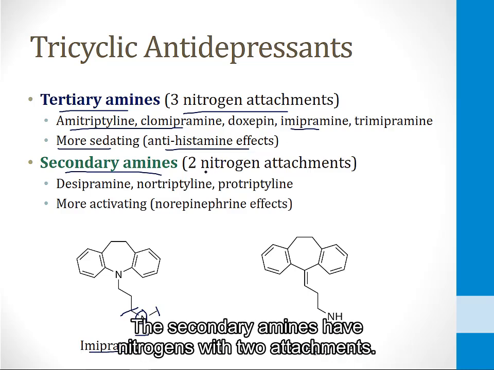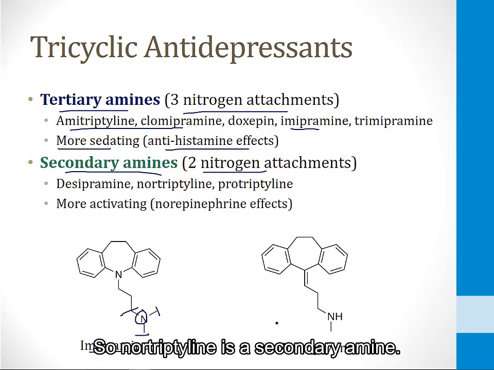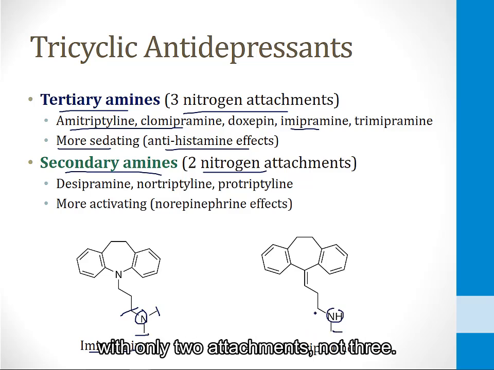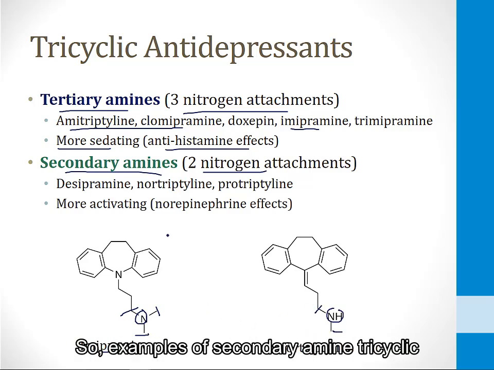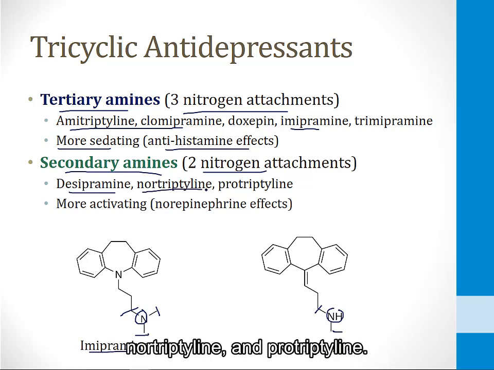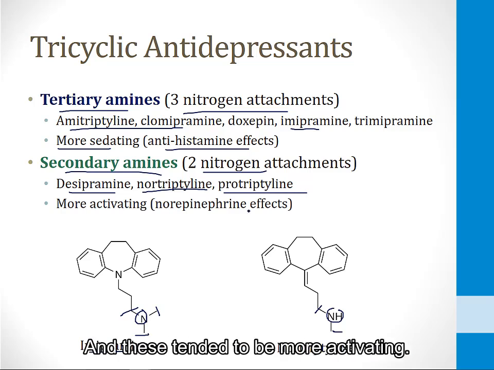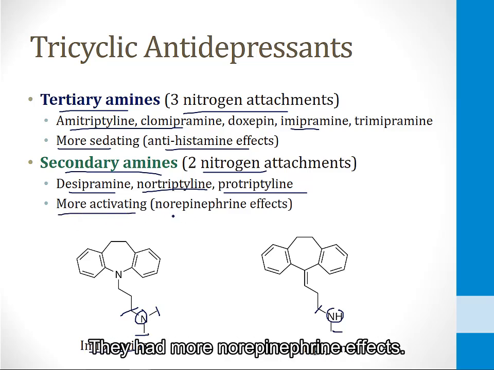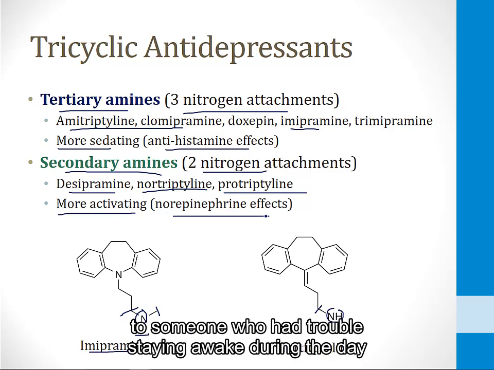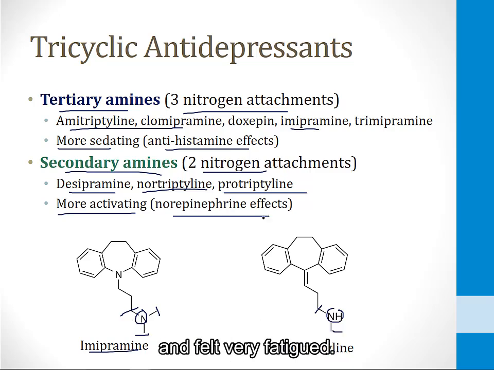The secondary amines have nitrogens with 2 attachments. So nortriptyline is a secondary amine, and it has a nitrogen here with only 2 attachments, not 3. So examples of secondary amine tricyclic antidepressants are desipramine, nortriptyline, and protriptyline. And these tended to be more activating. They had more norepinephrine effects. So you would give a secondary amine to someone who had trouble staying awake during the day and felt very fatigued.